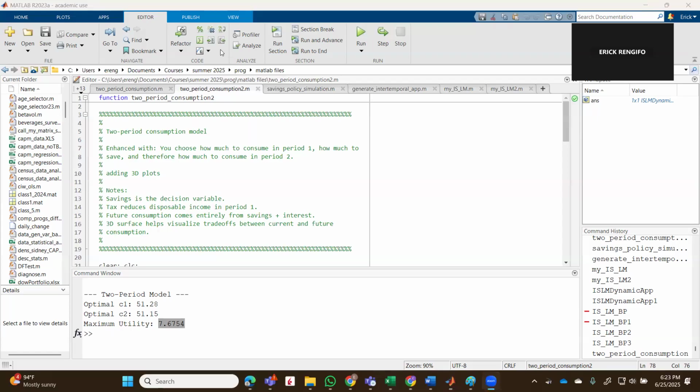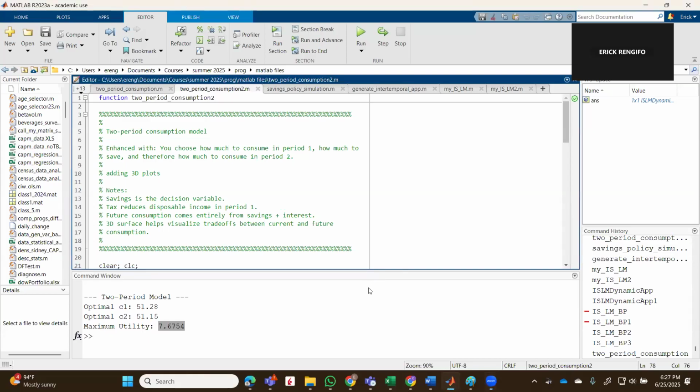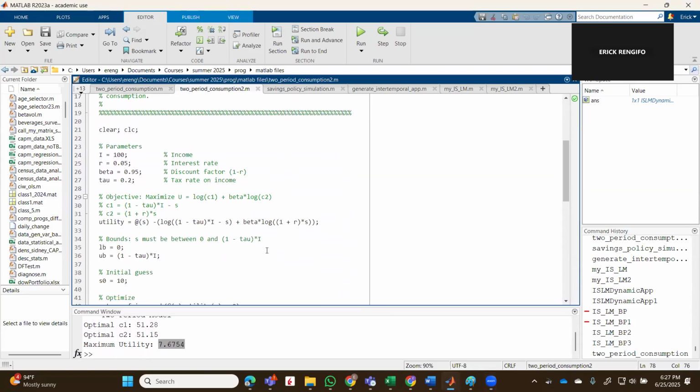Okay, guys, so let's take a look to what happens here. So this function does not only optimize, but it does a beautiful plot. Okay, the same. I need to have I, R, theta, and now tau. Tau is my tax, my t. So I say 20% tau. Take a look. Again, I have a negative here. And this is my function, log of 1 minus tau I minus S. So this is my C0. And C1 is 1 plus R times S.